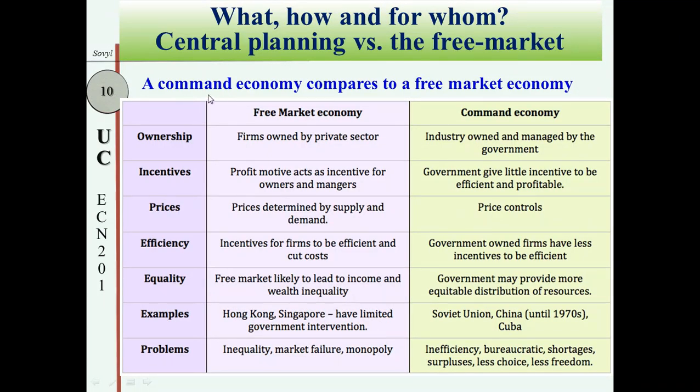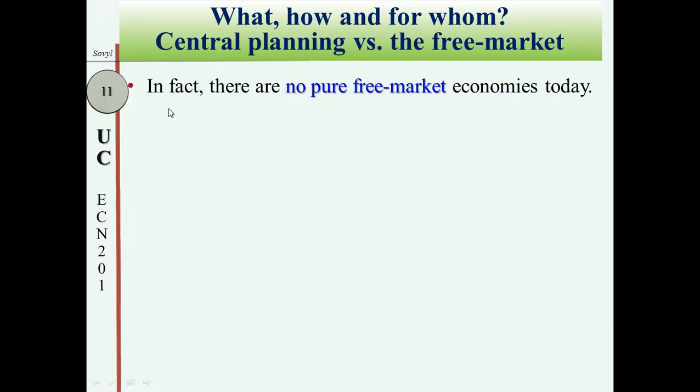Okay, this is the comparison between command economy and free market economy. You can see this is free market economy, this is command economy. You can read by your own. I just mention what you need to compare. One, ownership, incentives, prices, efficiency, equality. Just example, problems. Okay, you can see that together and then compare. In fact, there are no perfectly competitive markets in the economy today.